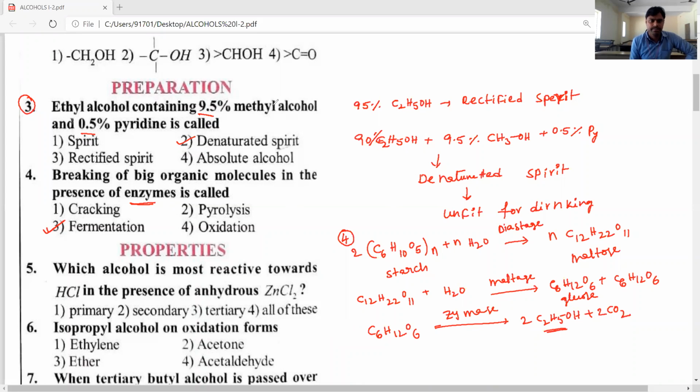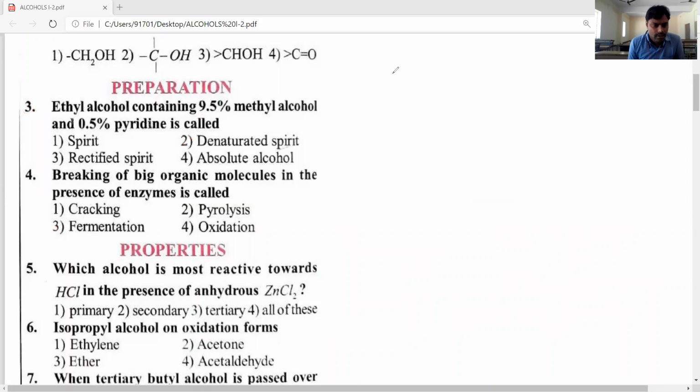Okay, students. Let's go for the next question. Which alcohol is most reactive towards HCl and ZnCl2? HCl and ZnCl2. See, this fifth one is Lucas reagent. Alcohols ROH reacting with HCl in the presence of ZnCl2 is known as Lucas reagent.